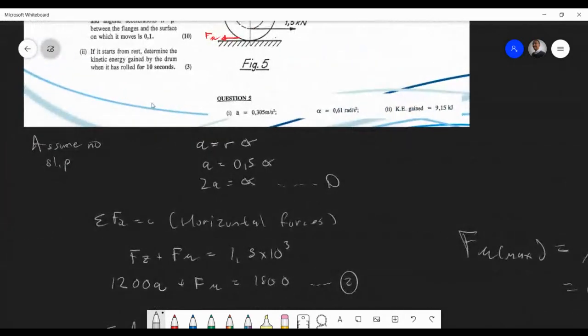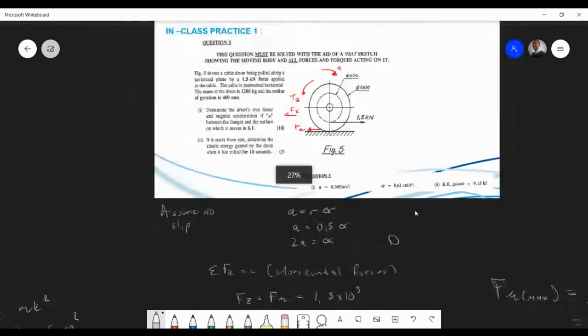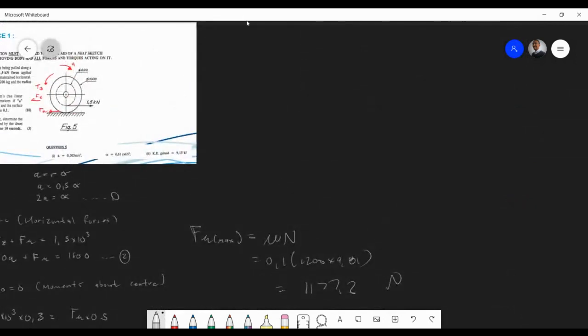The next part of the question says, if it starts from rest, determine the kinetic energy gained by the drum when it has rolled for 10 seconds. Okay, so let's quickly do that. I'll just do it over here. Of course we know kinetic energy is equal to half mass v squared plus half I omega squared. It's rolling, so it's translational and rotational motion. I'll take common factors here. This is the easy way to do it. Then we have v squared, and over here we're just going to have k squared, and here omega squared.